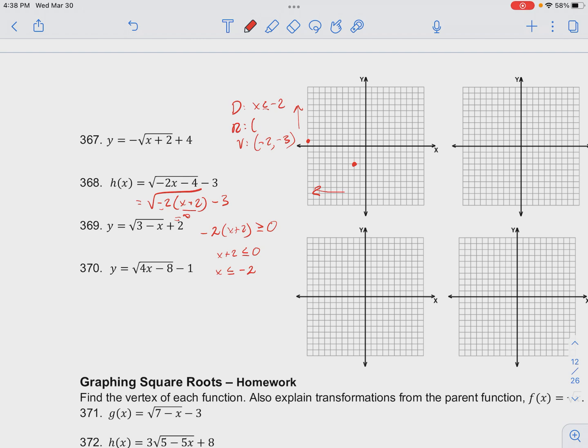And so, okay, from before, our range was negative 3 to infinity. And drawing in our function, it'll look something like this.